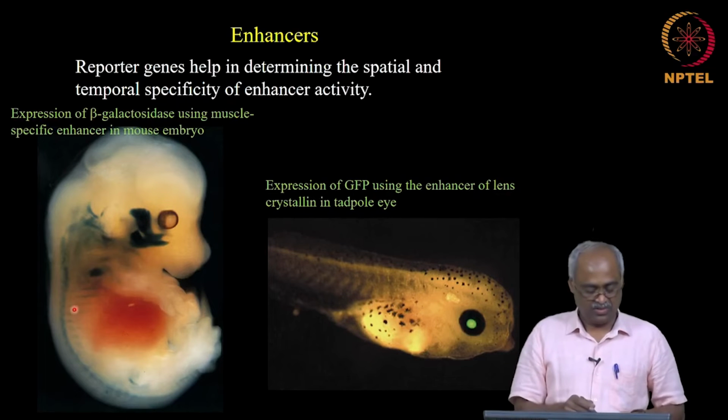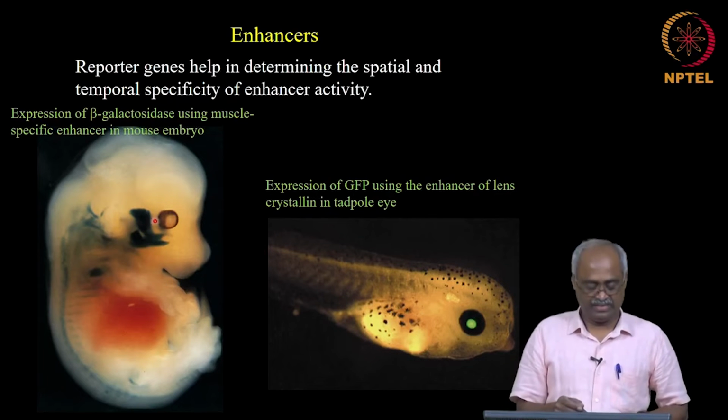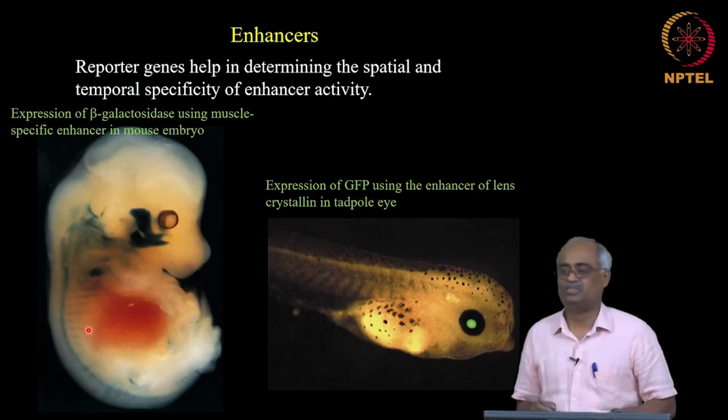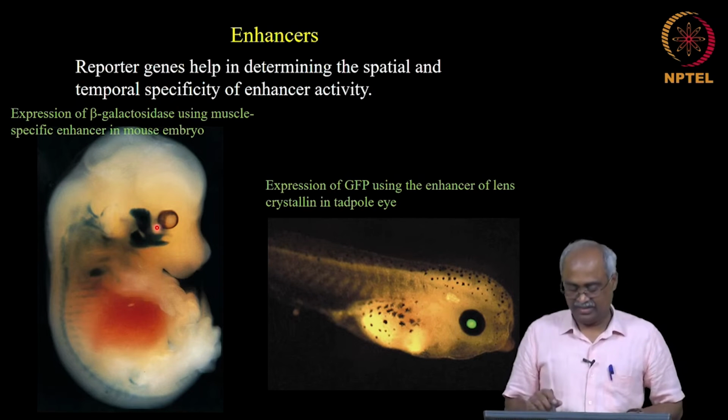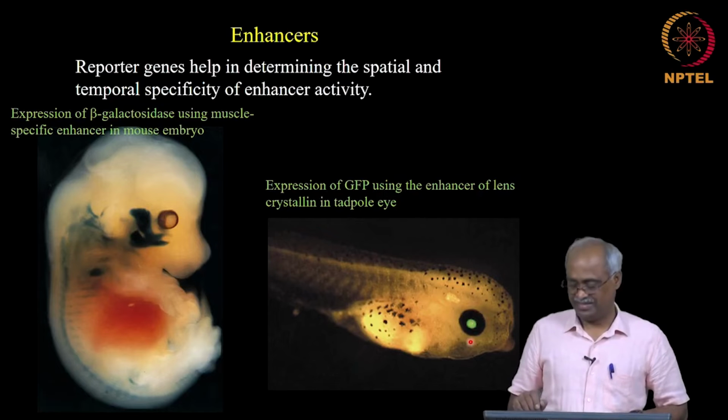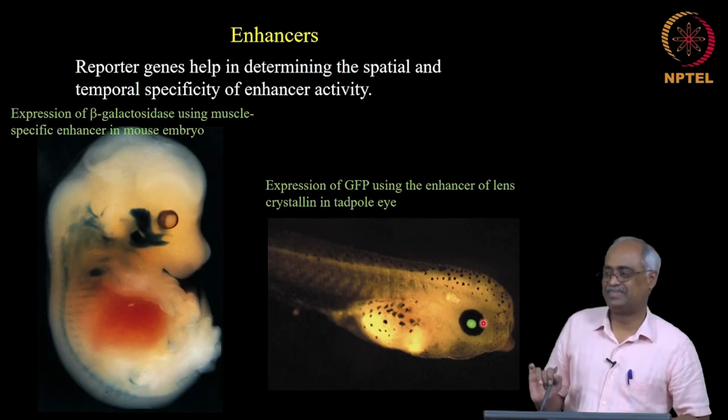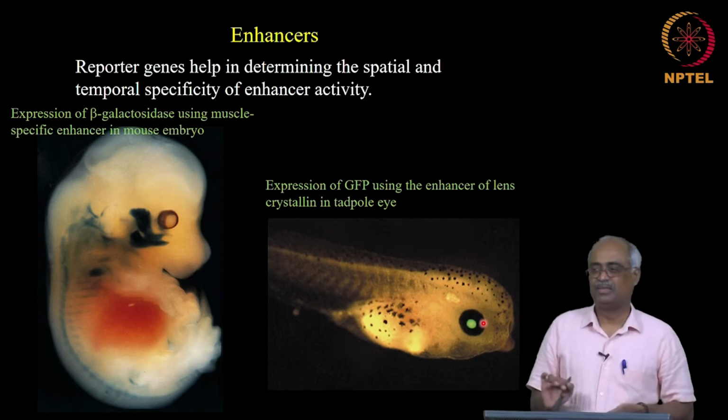This is an older assay method where it is lacZ and then you see its expression primarily in the central nervous system here and muscle specific expression. And here what you are seeing is lens crystallin enhancer, and you see where it is expressed. This is the image I particularly like because it shows you tissue specific control so clearly, right.